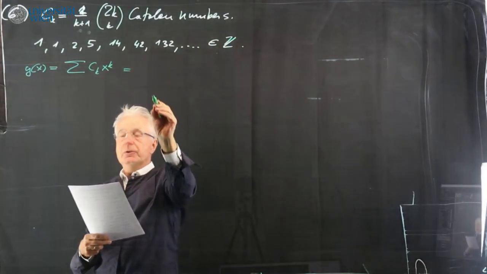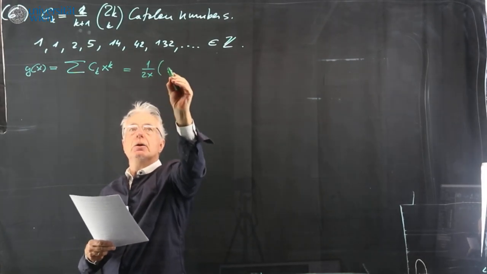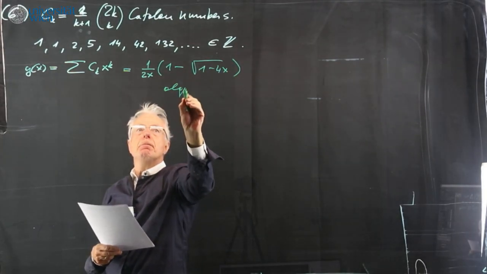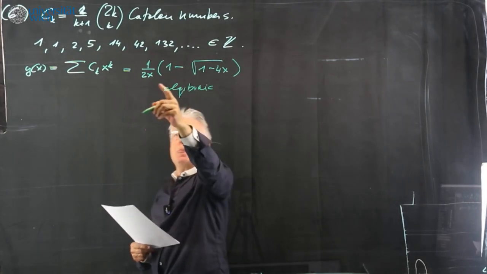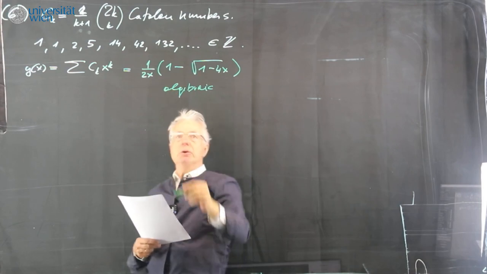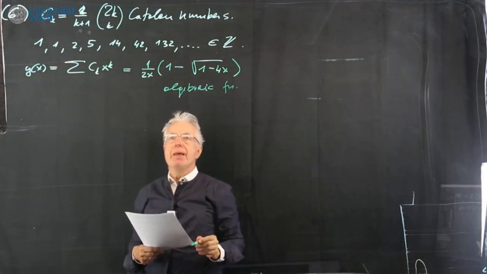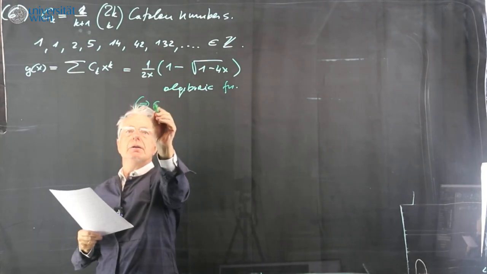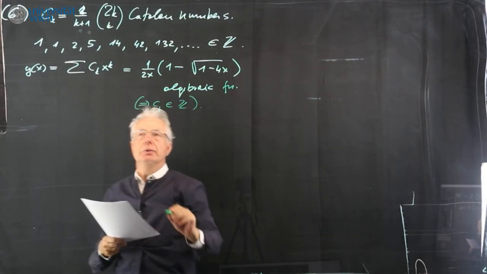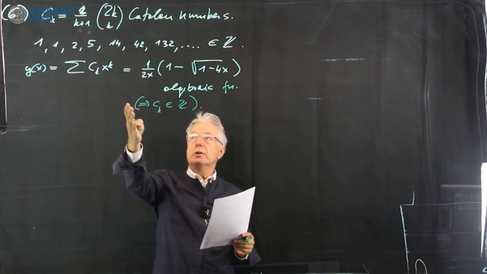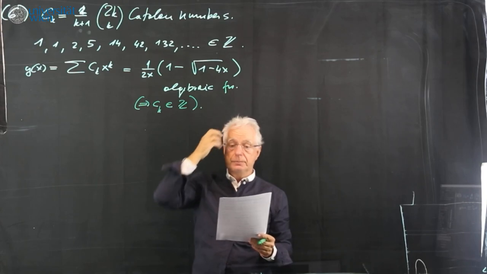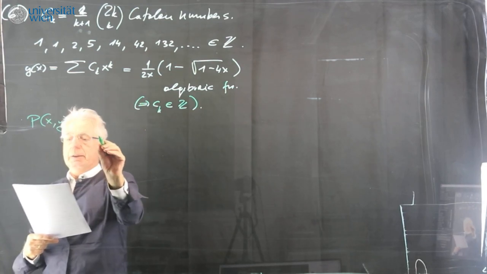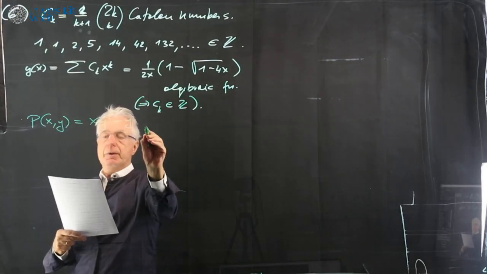But if you take the generating series, y of x equals the sum of c_k x to the k, then you will see that this is actually 1 over 2x times (1 minus the square root of 1 minus 4x). So this is algebraic. It is well defined because the 1 will cancel here and then you can divide by 2x. From this function, it is easy to show that the c_k are integers. So it's really a very elegant proof. The minimal polynomial, which I denote P(x, y), is xy squared minus y plus 1.